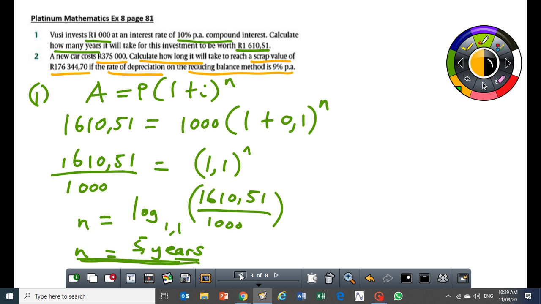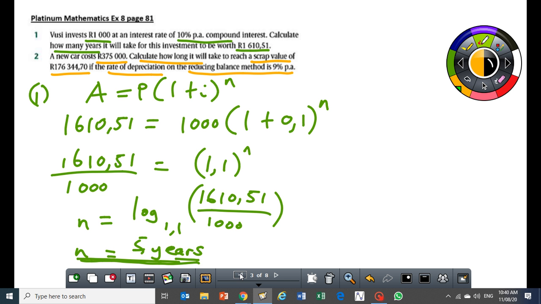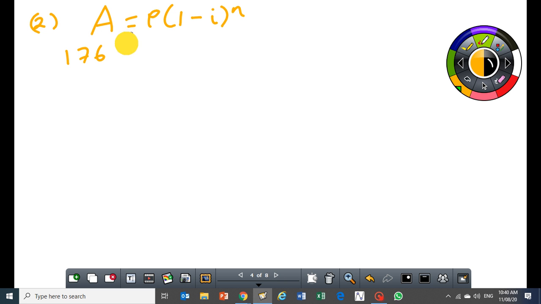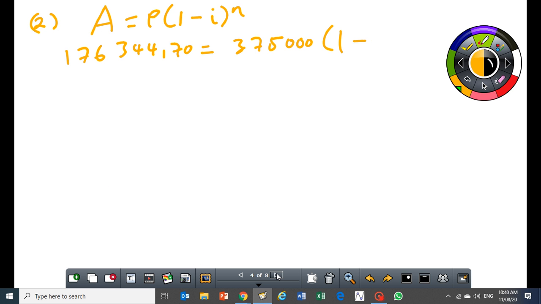So the car costs 375,000, so that's our P. Our scrap value, that's the value of A, and our interest is 9% per annum. So I'll put here 176,344.70. And then the P value, that's 375,000 times 1 minus i, which is 0.09, raised to the power of n.